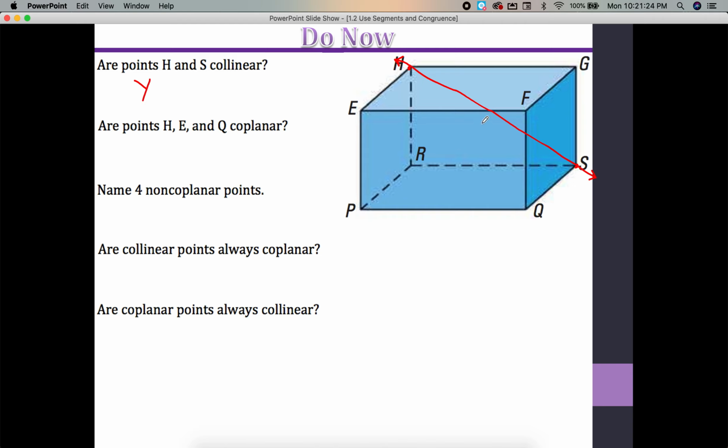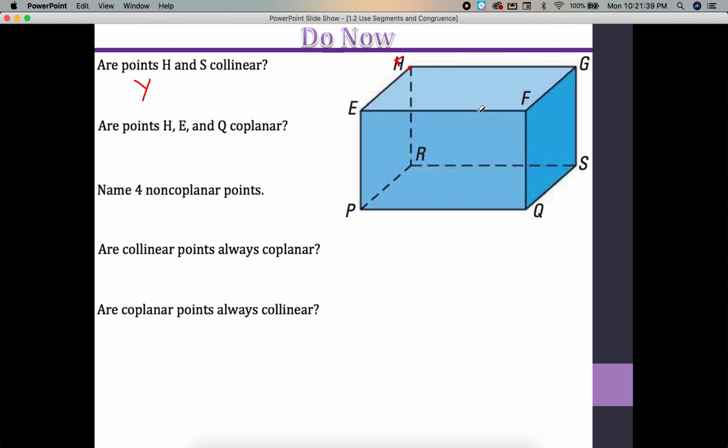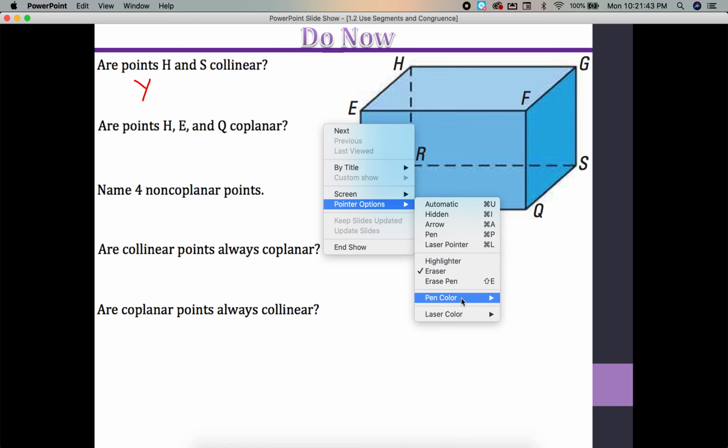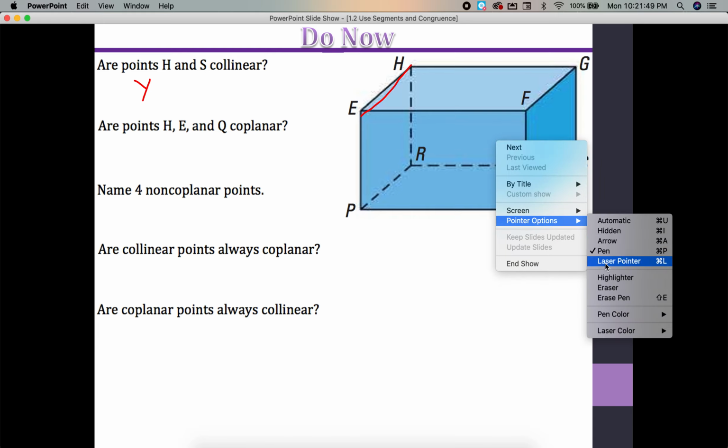Not just because I can draw the line, even though just because a line isn't there doesn't mean it can't exist. But even without that, just in general, are points blank and blank collinear, regardless of the diagram? The answer is always going to be yes. Using that same logic, if I'm talking about any 3 points, like H and E and Q, let's try connecting them first. Here's H, here's E. Let me do that again. And then Q is on the bottom right.